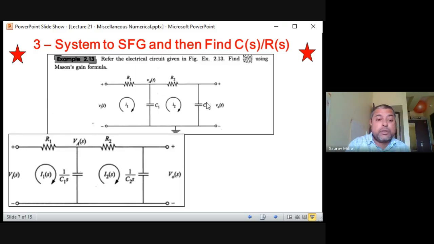There are only 2 energy storing elements. So the transfer function denominator will have S square as the maximum power of S. This we will see in the transfer function. First thing, whatever is given, you have to convert into the Laplace domain, because we are finding transfer functions in the Laplace domain. So this R1 is R1, this v_i(t) we call V_i(s). So this is small v_i(t), this is capital V_i(s), this is small v_0(t), this is capital V_0(s). Whatever things are small in the time domain, because they are time varying, become capital in the Laplace domain.